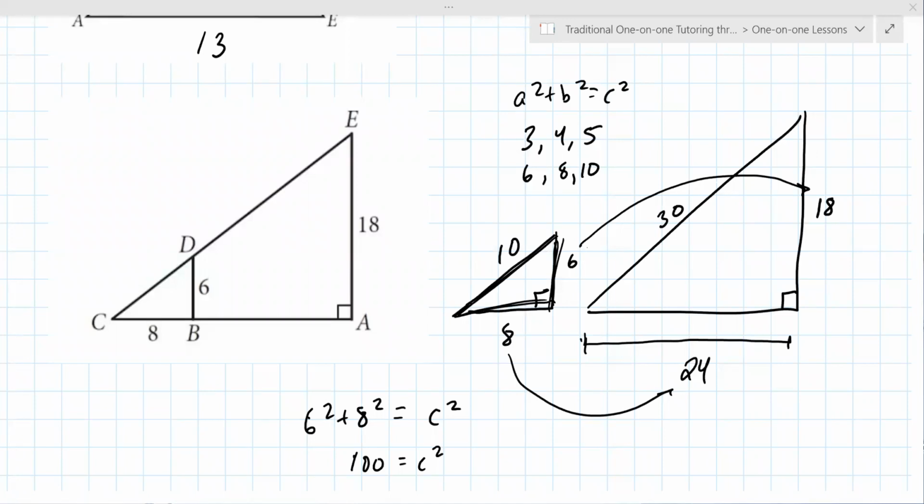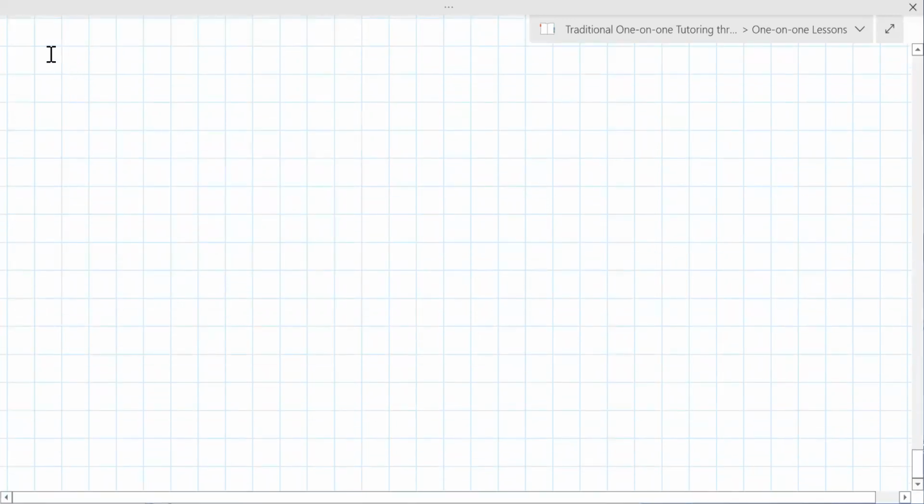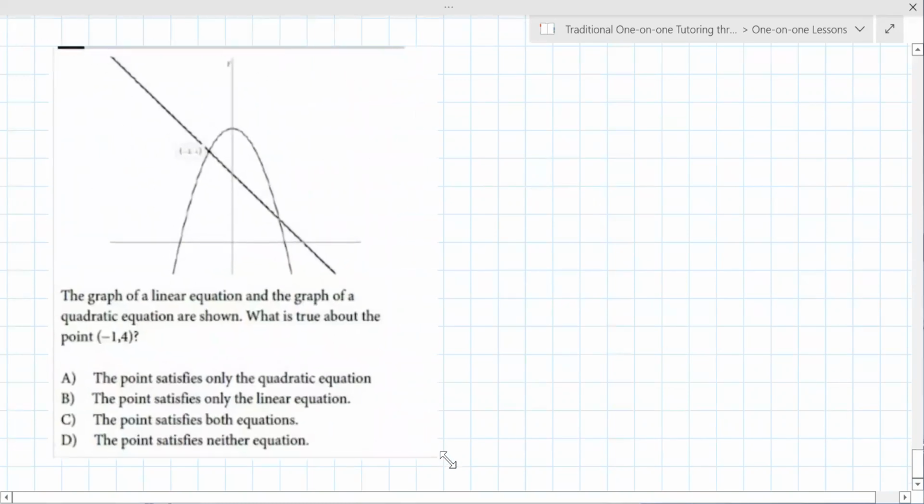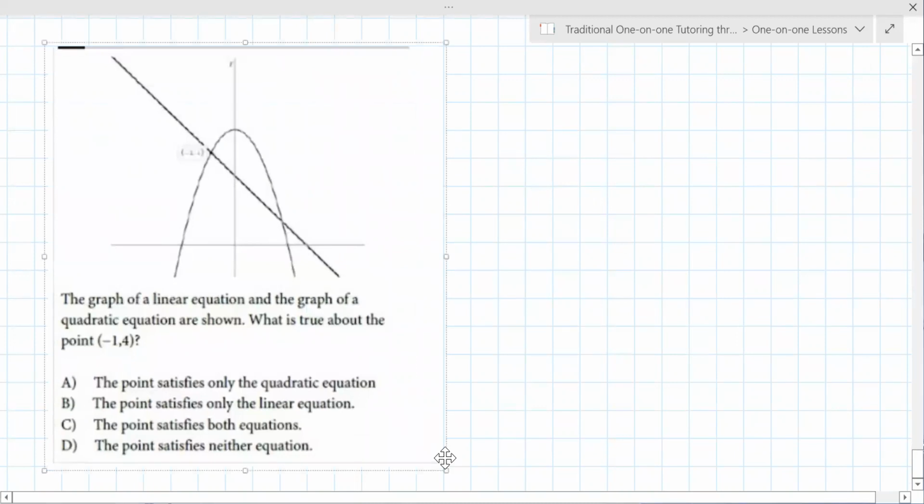All right, so let me do this. We have looked at these before, but I know it's hard to see here. The point that's given is -1, 4, and it's right there. It says the graph of a linear equation, that's the line, and the graph of a quadratic are shown. What is true about point -1, 4?